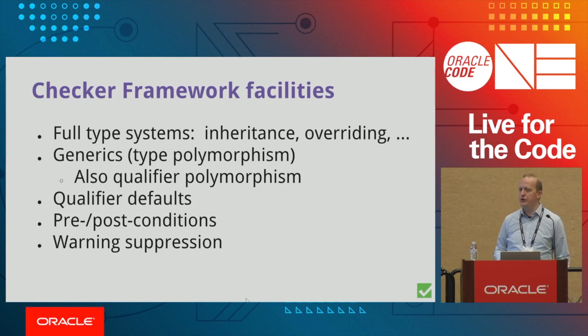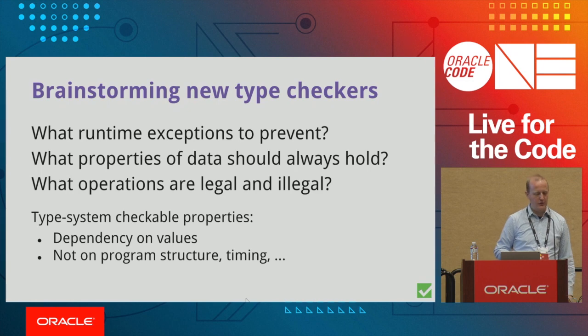We have pre- and post conditions that allow you to specify the behavior of methods. So in the regular expression example, you saw this isRegex method. That method actually has a post condition specifying that if it returns true, the first argument is a regular expression. And then the data flow framework takes care of propagating that information into the two branches. And warning suppression, we have a very flexible mechanism for how you can configure where to suppress warnings. So next, let's think about what type systems would be interesting for you.